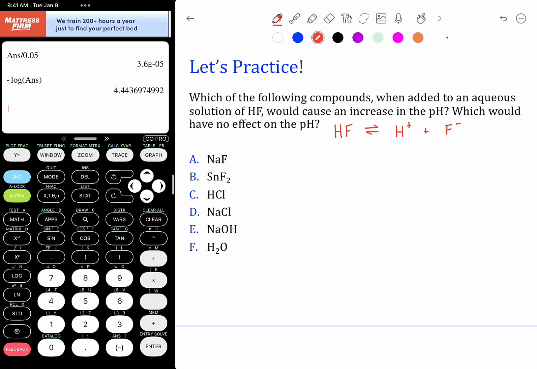So now what we want to do is look at all of these compounds and determine if they have a common ion. We're looking for an H plus or an F minus.